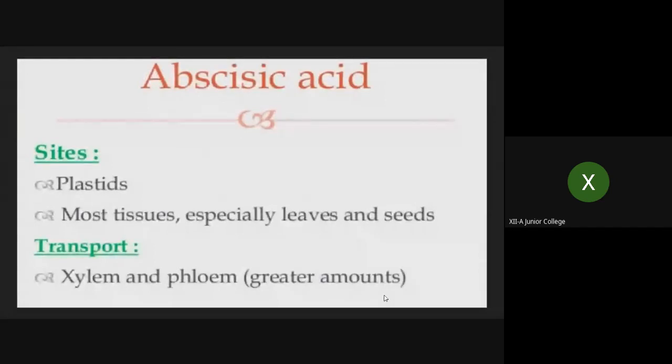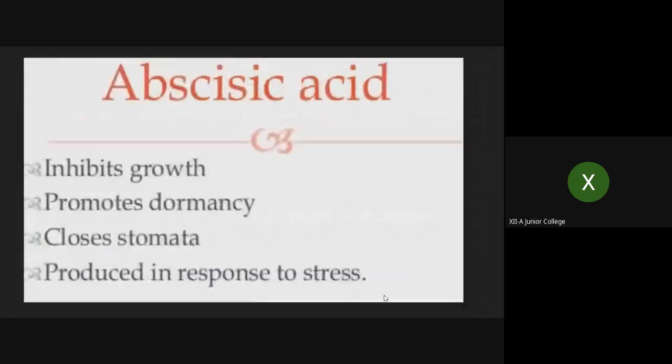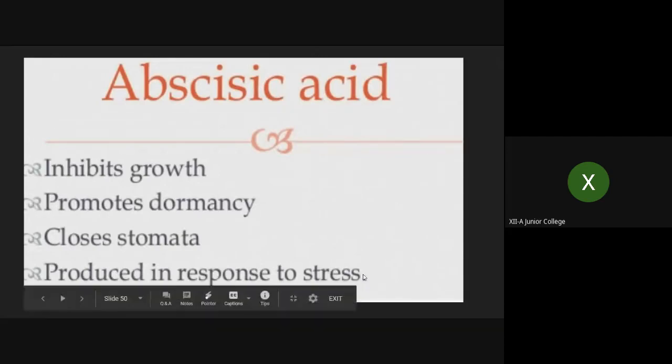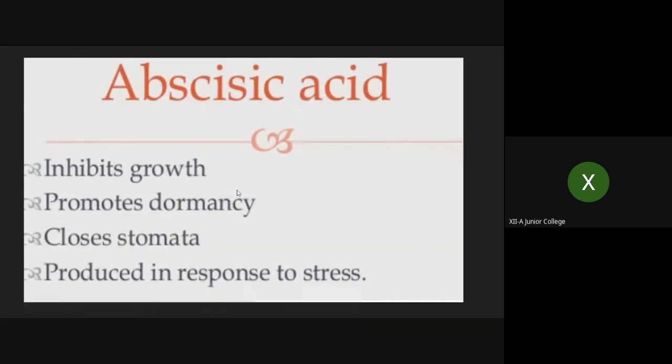Now, xylem and phloem, these are the transport regions. What is the role? It inhibits growth, promotes dormancy, closes stomata, and is produced in response to stress. This last point is very important. Then you will come to know why this inhibitor is important or plays a role in the regulation of the plant. Why it is necessary to inhibit the growth, why it promotes seed dormancy. Seed dormancy, we just now discussed in case of gibberellin.